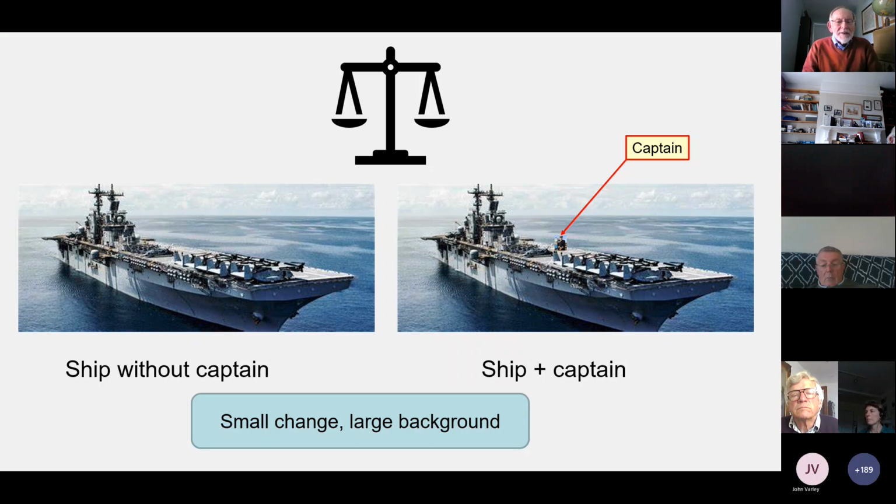You can hardly see the captain here. I should have said he was a very splendid looking captain. He's probably an admiral, I think. I found him on the internet. So trying to weigh the captain like that would be a silly thing to do. And it's a bit like trying to measure a small change in soil carbon against a big background.